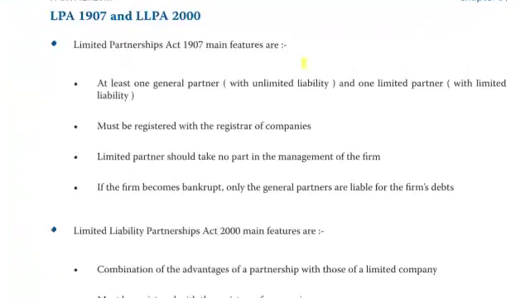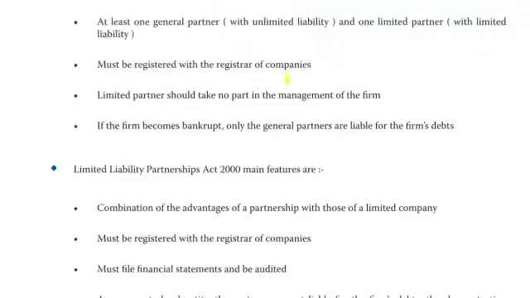We come to the Limited Partnerships Act of 1907 and the Limited Liability Partnership Act of 2000. And this was a recent exam question too. The Limited Partnerships Act of 1907 said that at least one partner had to have unlimited liability, one general partner, and one limited partner who enjoyed the attribute of limited liability. Must be registered with the Registrar of Companies, and the limited partner should take no part in the management of the firm. But if he does take part in the management of the firm, then he becomes liable for the debts and liabilities incurred during that period. If the firm then does later become bankrupt, only the general partners will be liable for the firm's debts. It was a way that a partner was able to limit their liability.